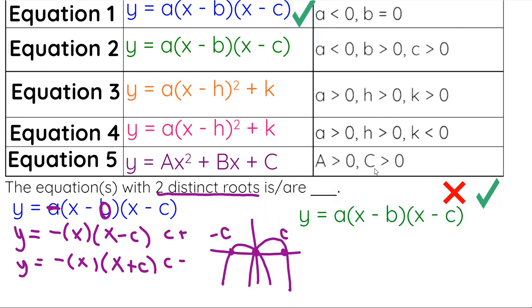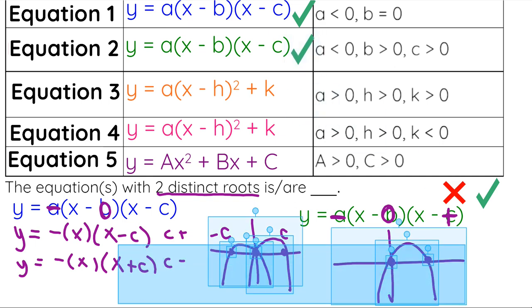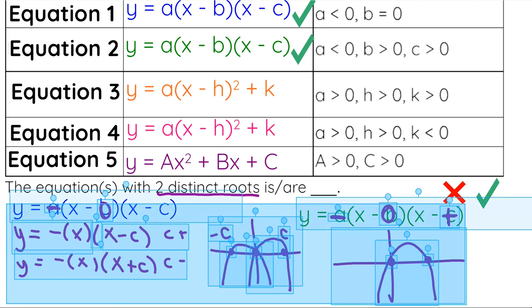Let's look at my second one. In my second one, A is negative, B is 0, and C is positive. We've already seen that one. Negative opens down. X minus 0 means the x-intercept is at 0. If C is positive, it means I've moved to the right. So my equation would look like this, and yes, it has two x-intercepts. Those were my equations in factored form.